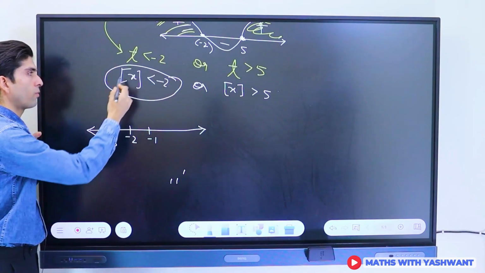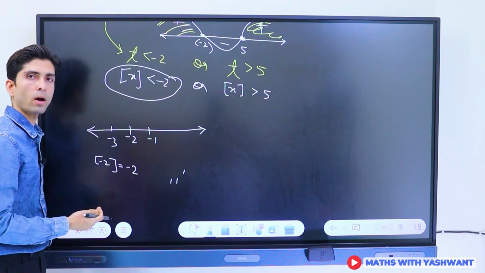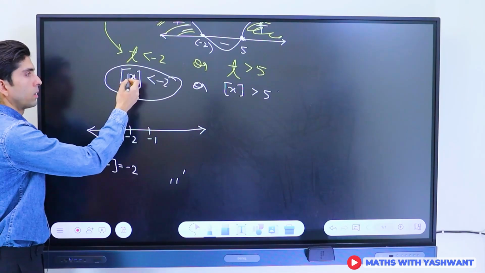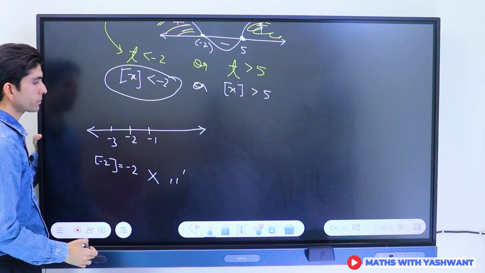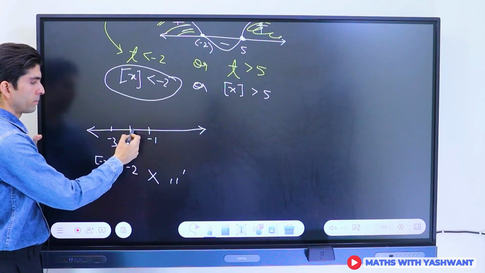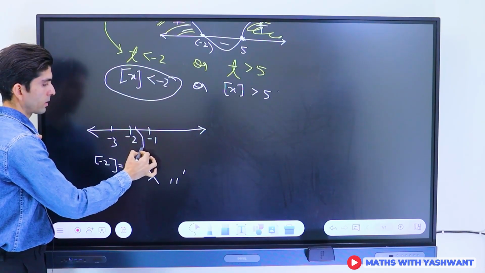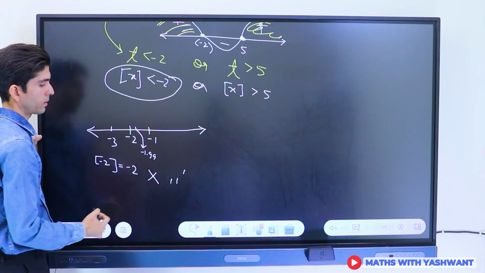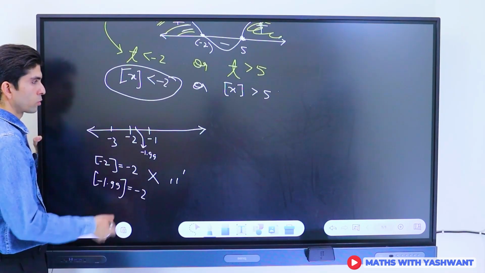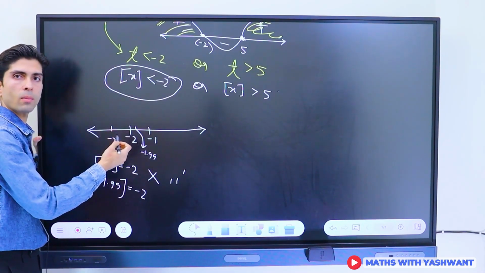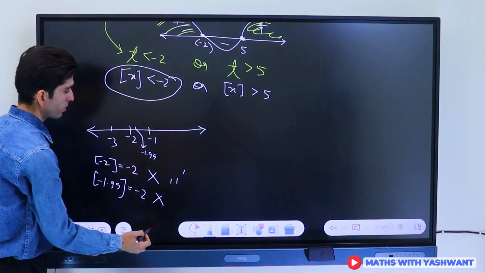So let's start from minus 2. If we take minus 2, then greatest integer of minus 2 is equal to minus 2 by the definition of the greatest integer function. But we want greatest integer of x less than minus 2, so this is not satisfying. Okay, what if I search for some value of x in this region? Let's say I take minus 1.999. If I take minus 1.999, again I get minus 2. But I want something whose greatest integer is less than minus 2, so again this is rejected.